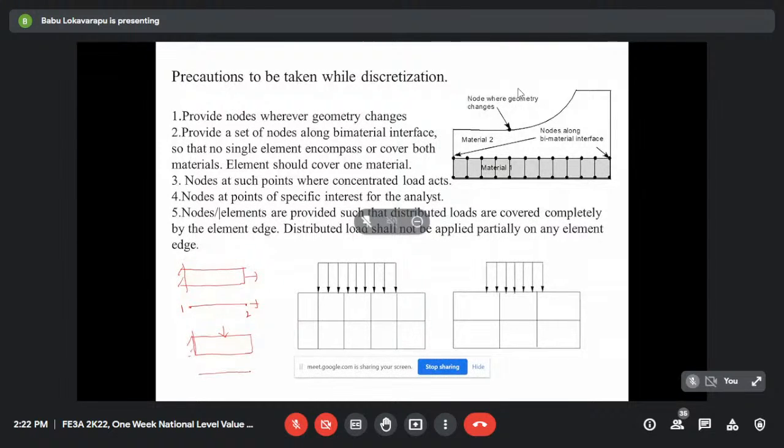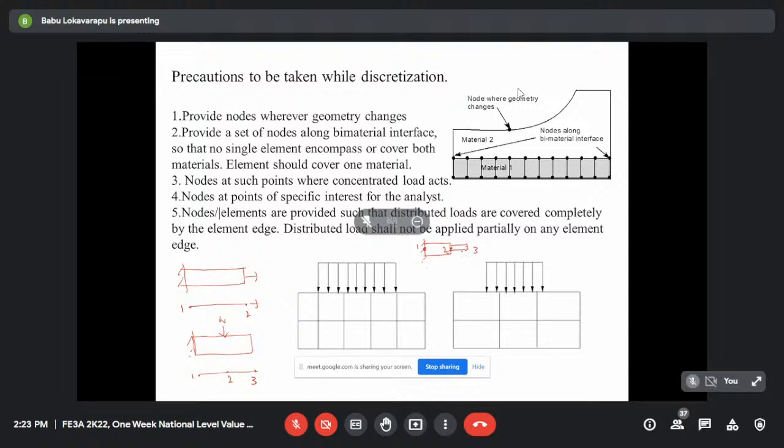Then when you're discretizing this structure, give node 2 at this point where the load is acting, and this is node 3. Also, wherever there is a change in geometry, for example, here this is material 1 and this is material 2, there are two materials. So when you're giving these nodes, make it 1, 2 and 3. Because from 1 to 2 the geometry is uniform, but from 2 to 3 there is a sudden change in geometry. So there you need to give a node. At the end there is another node.